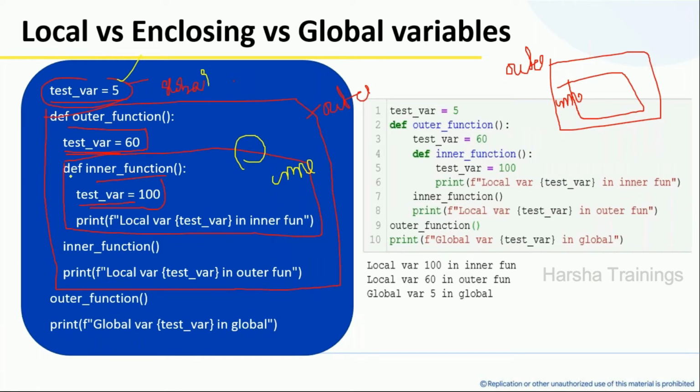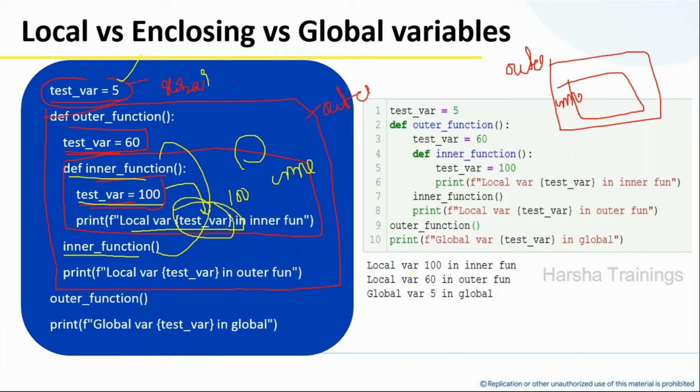Now there is a rule, Andy. If I want to execute this inner function, here I'm calling inner. If I call this function, it will call this inner function. Now test_variable equal to 100. Now print, here I'm printing test_variable. Please tell me whether it will print 5, 60, or 100. Local variables always have the highest precedence. So test_variable is going to print 100.